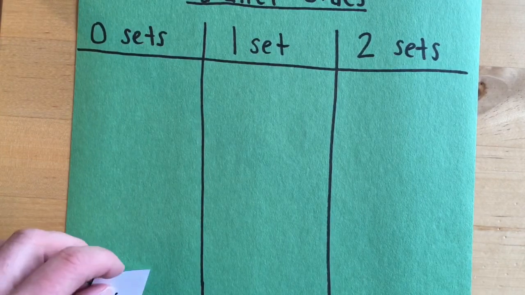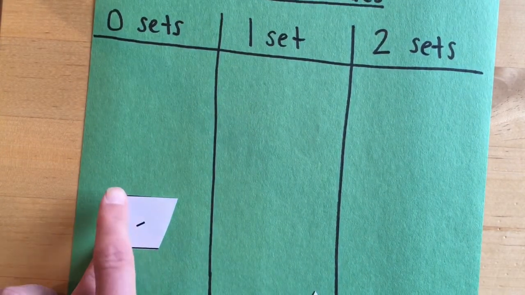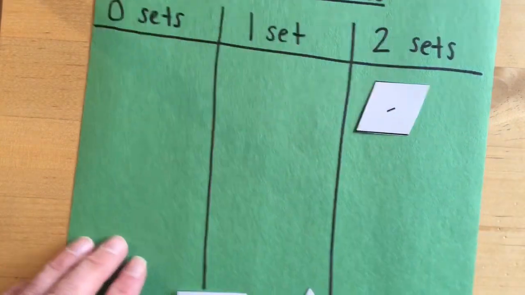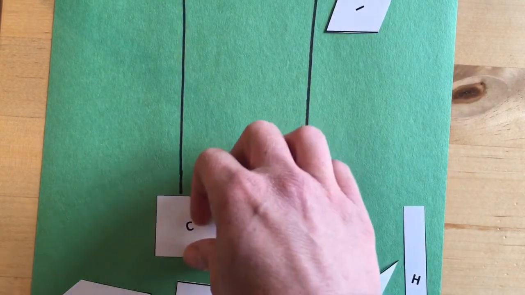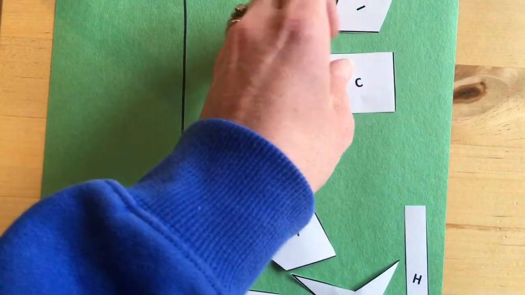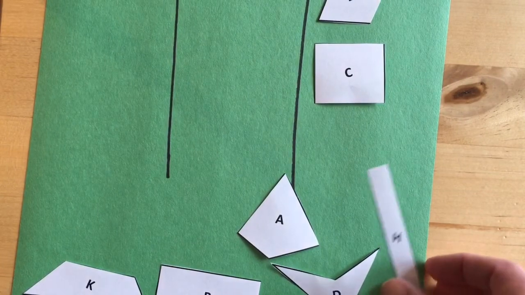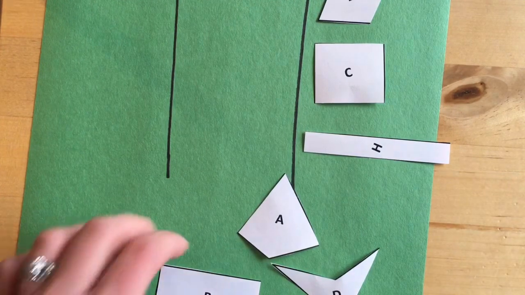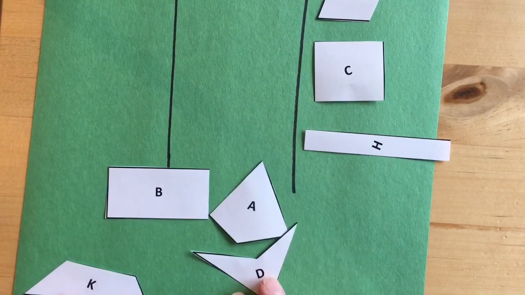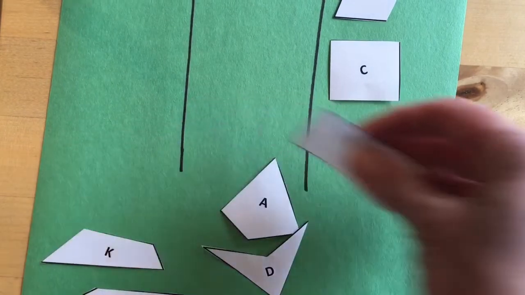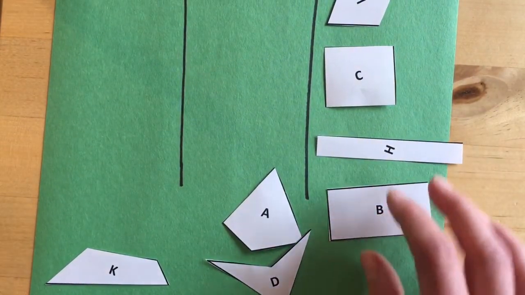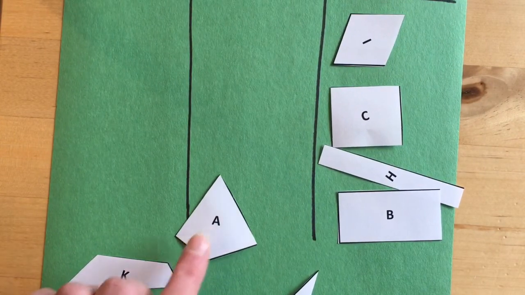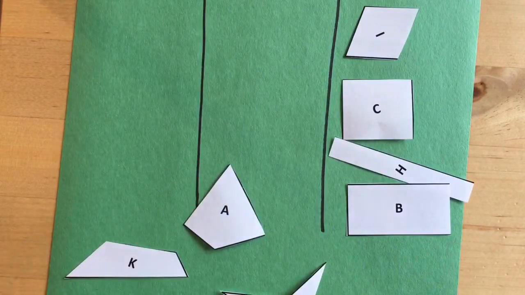So let's go ahead and look at our first one, and I can see that there are 2 sets of parallel sides here. So I'm going to go ahead and classify that over here. C is looking like a square, and I know a square has 2 sets. H is a rectangle, and I know a rectangle has 2 sets. And it looks like B is also a rectangle, so I'm going to go ahead and put that in the 2 sets as well.